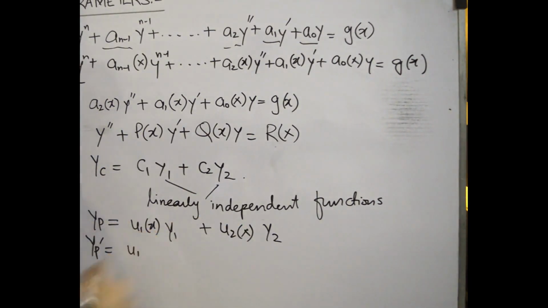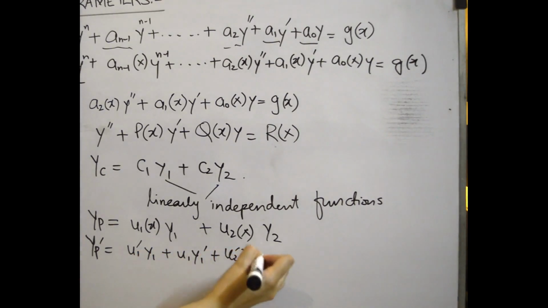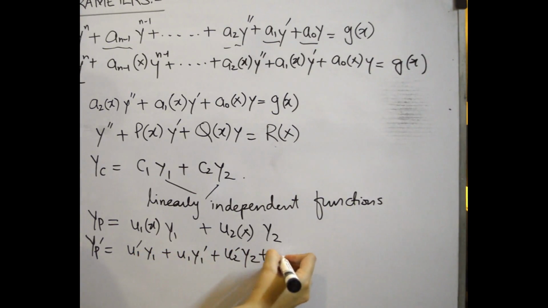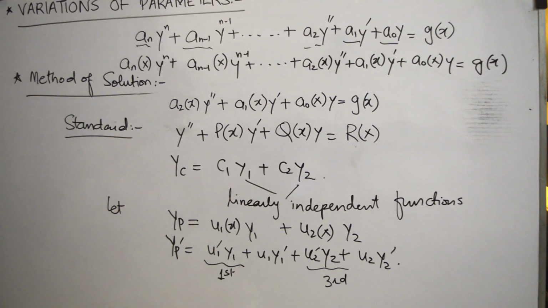So it becomes u1 dash y1 plus u1 into y1 dash plus u2 dash into y2 plus u2 into y2 dash. So this is the product rule, and from that you just select one thing. It is the main point of this complete method, and that is you have to select the first term and this third term. This is the first term and this is the third term.